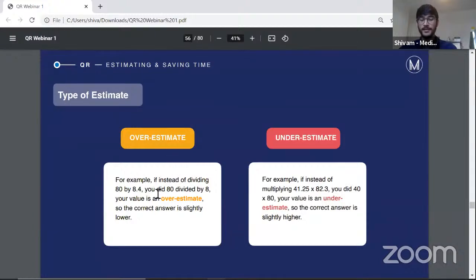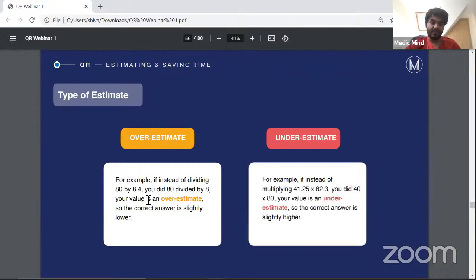So overestimating, this is what Ashir was making in terms of dividing, a really important aspect here. If you're going to divide 80 by 8.4, but instead you did 80 divided by 8, your value is going to be an overestimate. So again, really break this down and think about it in your head. If I did 80 divided by 8.4, is the answer going to be lower or higher than 10? So 80 divided by 8 is 10, isn't it? So is 80 divided by 8.4 going to be higher than 10 or lower than 10?